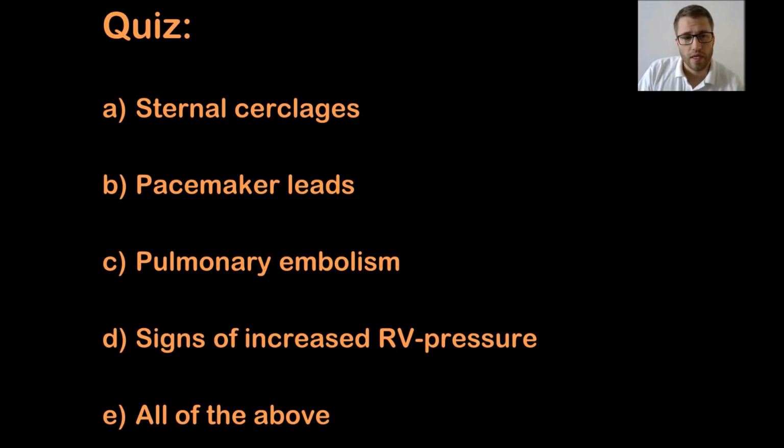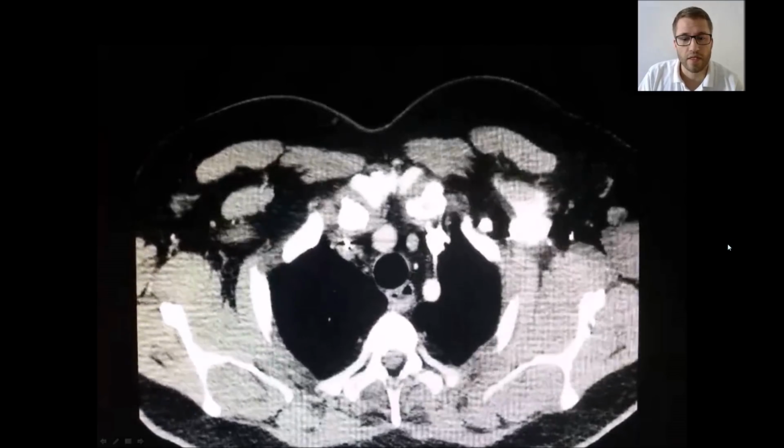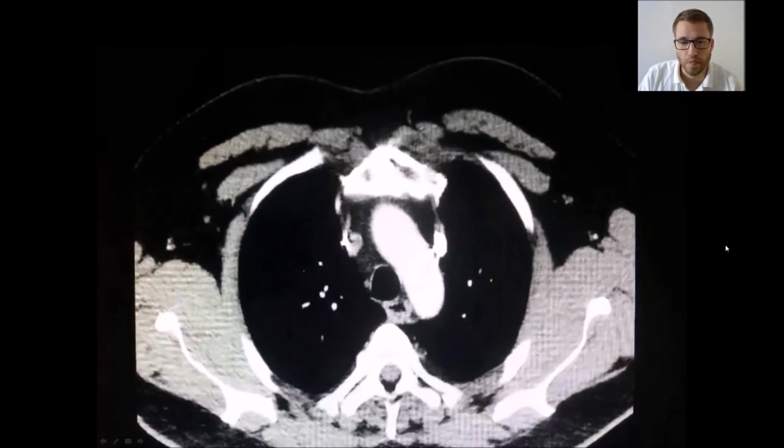Okay, so those would be possible answers and possible findings you could have seen here. A would be sternal cerclages. Did you see any? Did the patient have pacemaker leads? Did he have a pulmonary embolism? Did you see signs of increased RV pressure? Or is it all of the above? I'll show you the CT scan again and then you can make your choice.